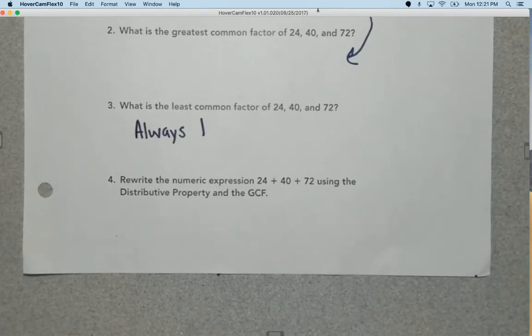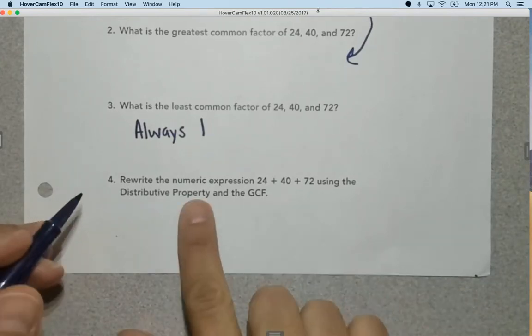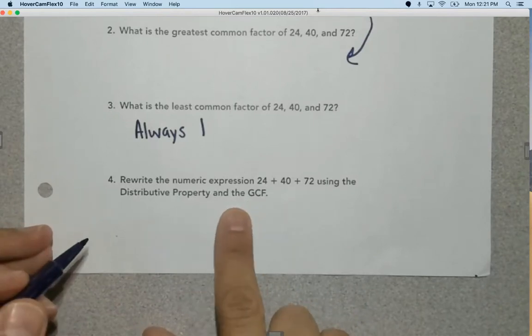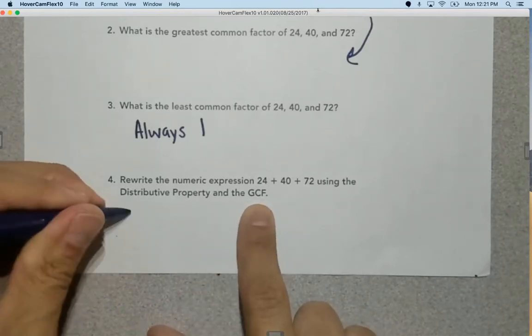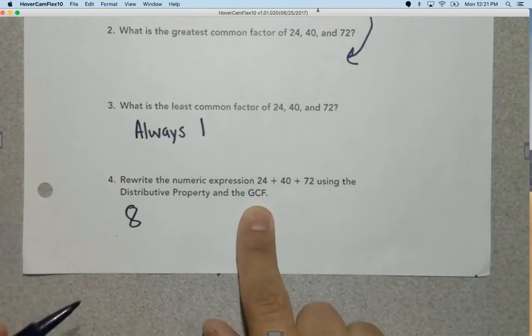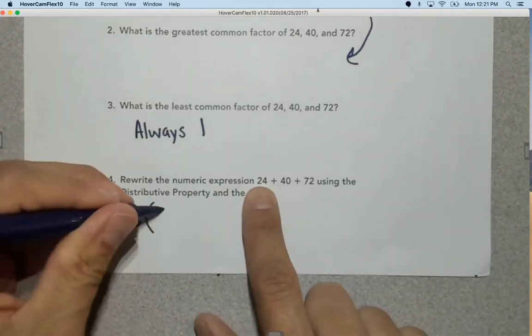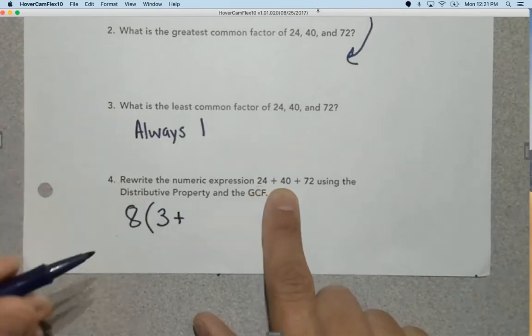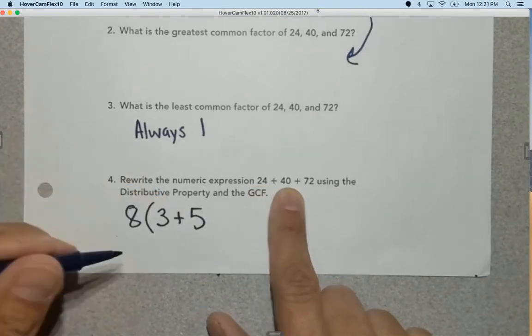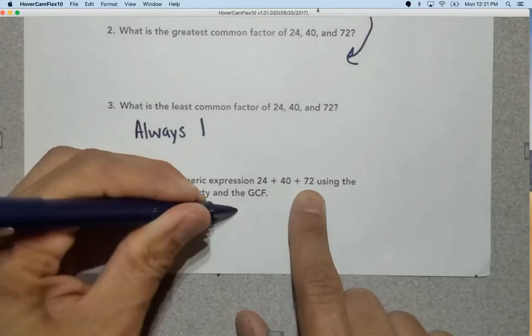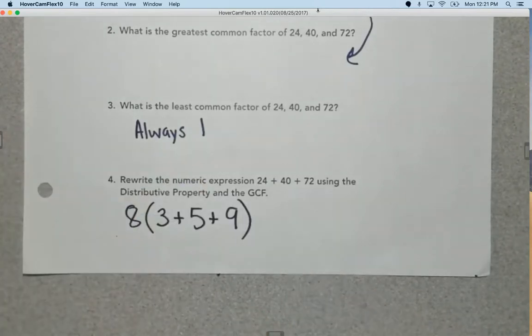All right? And now they want us to use the distributive property and the GCF, greatest common factor, so we need to use 8 to write the distributive property. And so I take that out, and 24 divided by 8 is 3, plus 40 divided by 8 is 5, plus 72 divided by 8 is 9. And so that is me using the distributive property and the GCF to rewrite this numeric expression.